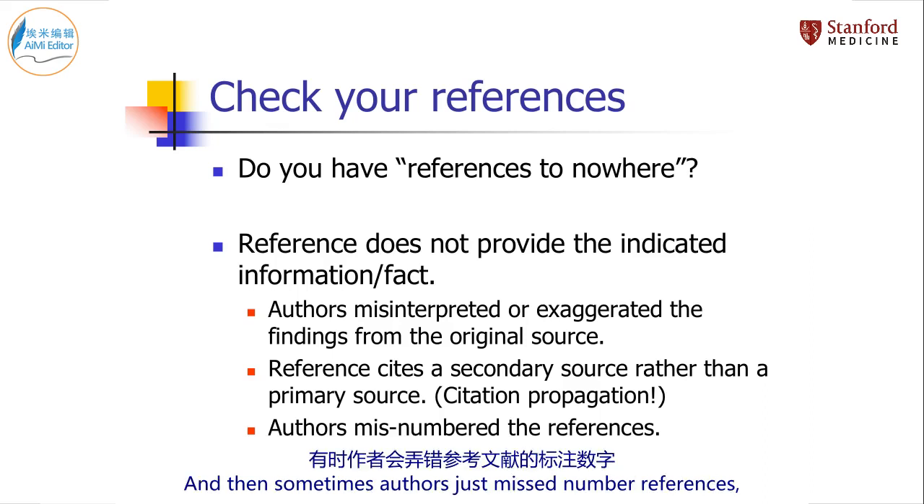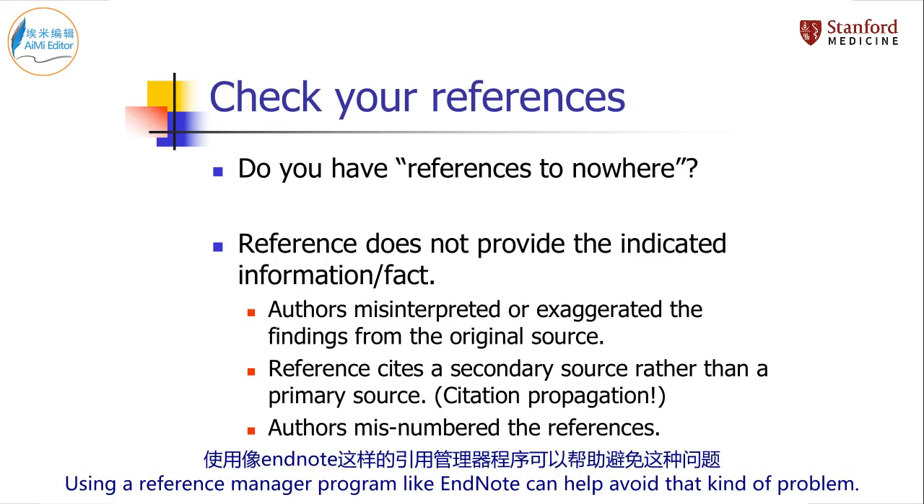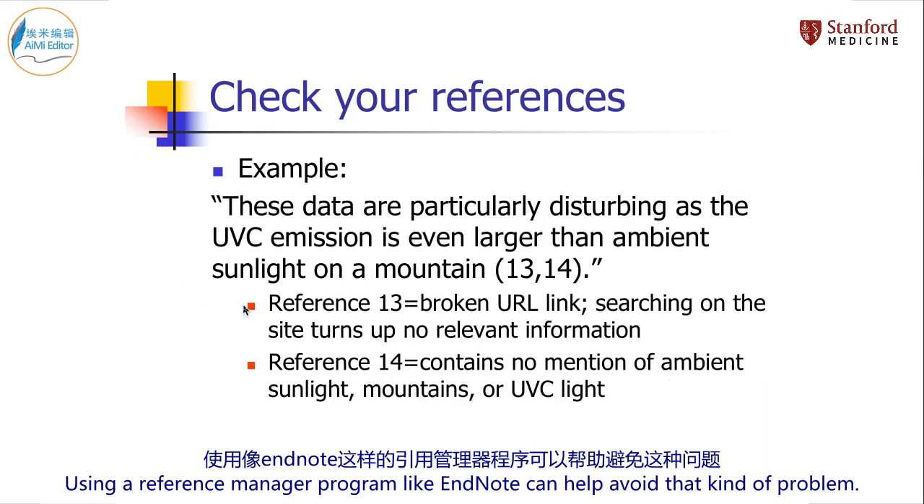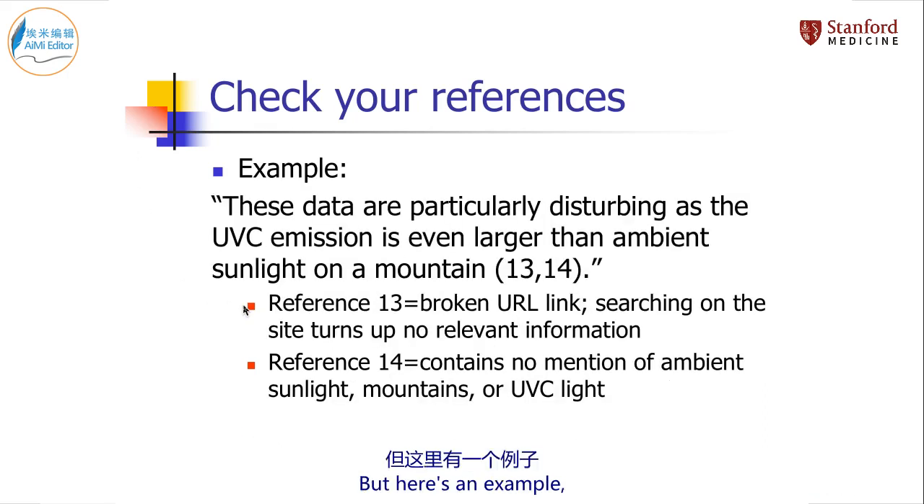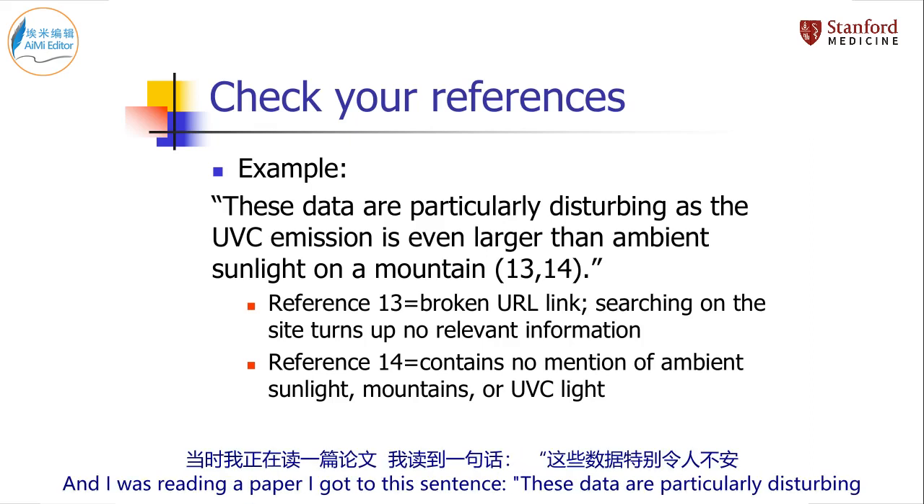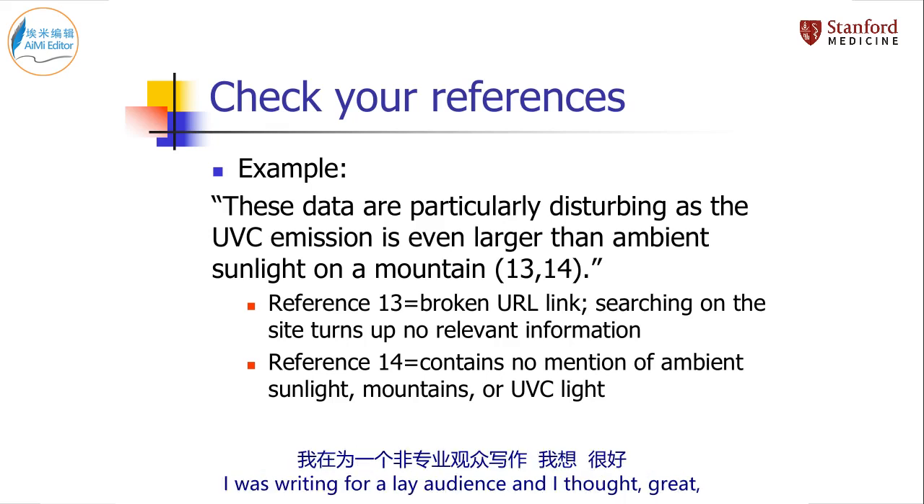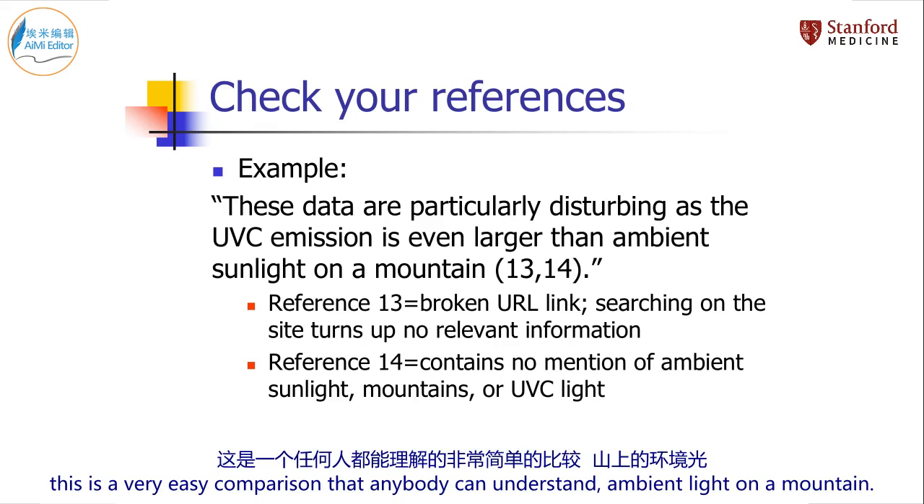And then sometimes authors just misnumber references, or they put the right reference in the wrong place in the paper. Using a reference manager program like EndNote can help avoid that kind of problem. But here's an example. I was writing about UVC light a few years back, and I was reading a paper. I got to this sentence: "These data are particularly disturbing as the UVC emission is even larger than ambient sunlight on a mountain." I was writing for a lay audience, and I thought, great, this is a very easy comparison that anybody can understand, ambient light on a mountain.